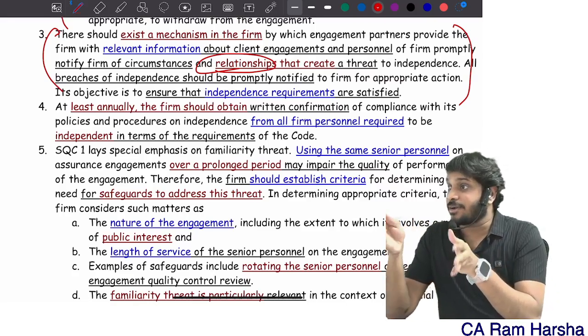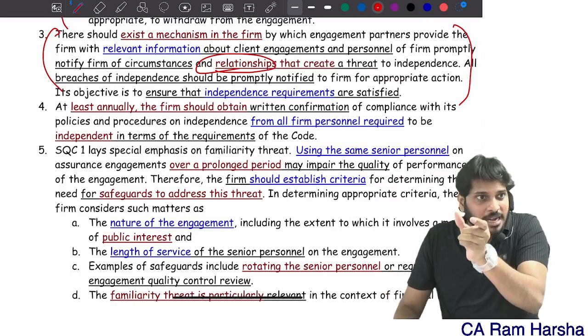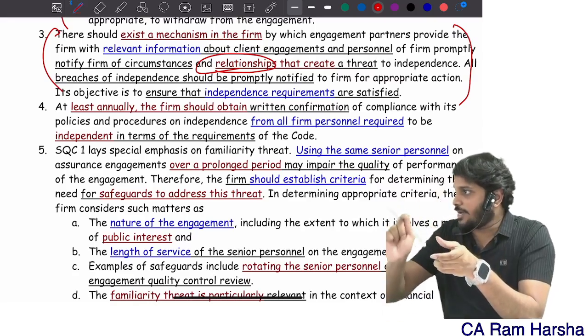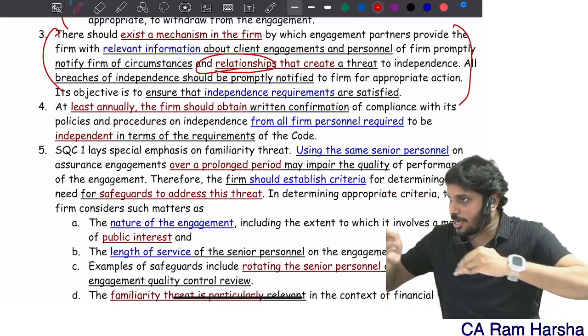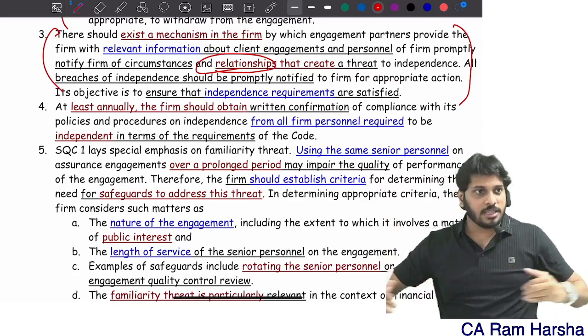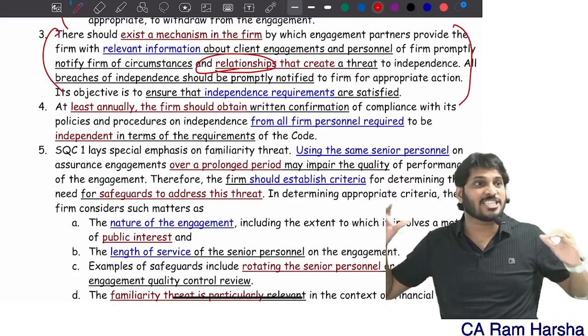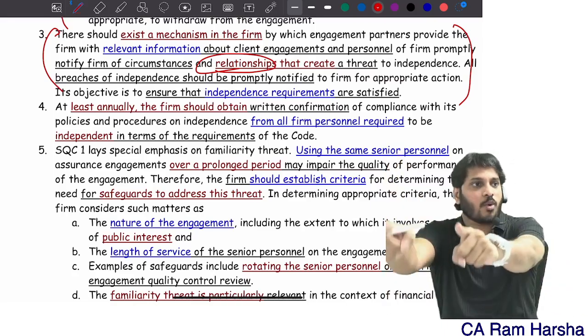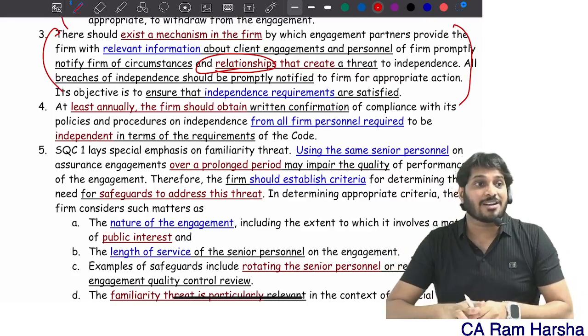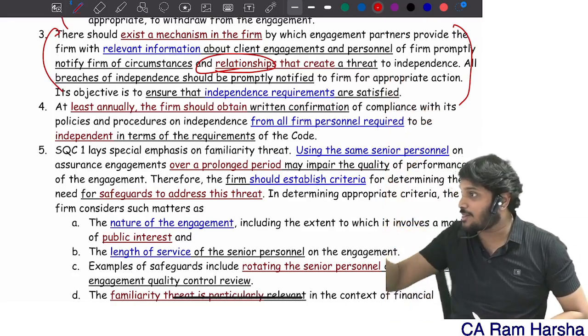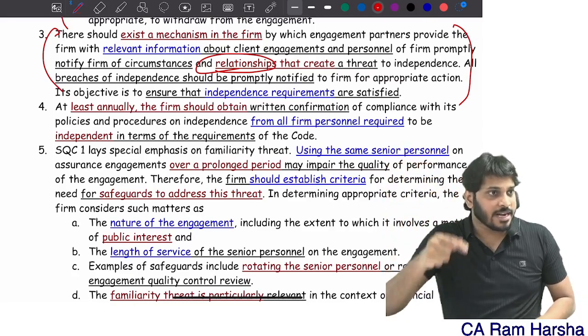They'll have a separate quality control team. There will be one partner exclusively held with the quality control. We call him the quality control partner. So whenever a new audit comes, a new engagement comes, all the partners have to give information about relationships they have with the proposed client to the quality control partner. Then the quality control partner will evaluate acceptance, relationship, all these parameters. Then he will give an opinion, he will give confirmation.